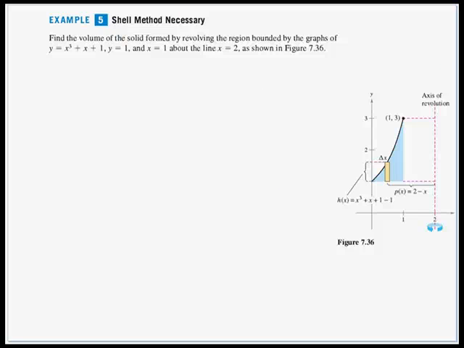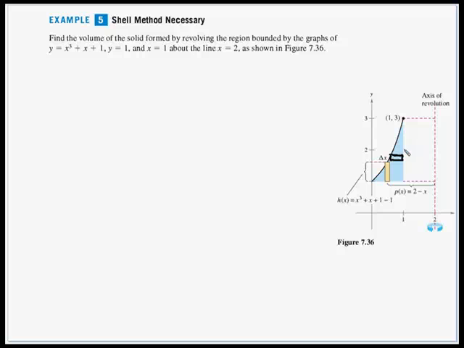Now in example 5, they did spoil the surprise. They do write right here after the example, shell method necessary. If they did not give us that clue, maybe we would look at the picture and say, okay, we want to find the volume of this region rotated about, now we're not around either axis, x or y. Our axis of revolution is the line x equals 2. So we're going to take this area, rotate it around that axis to find the volume. And my first thought would be, hey, maybe we want to do a disk method, or this would be washer actually. And maybe I want my representative element to be perpendicular to this axis of rotation.